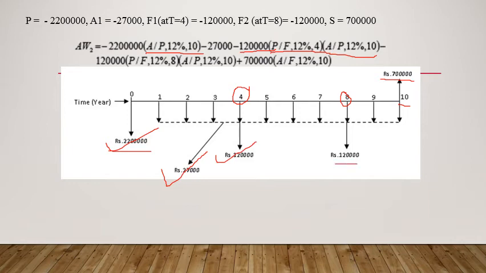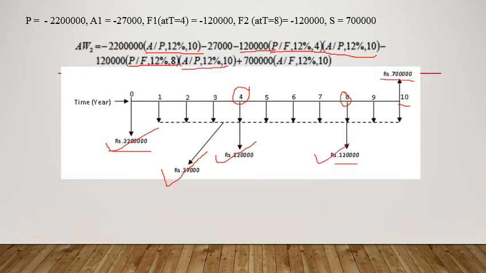Next, 1,20,000 at t is equal to 8. It is also in between the ends. It is not at the ends. So you cannot convert it as it is. First convert that into P at t is equal to 0 using the factor P by F comma 12 comma 8. And then convert that into A using the factor A by P comma 12 comma 10.